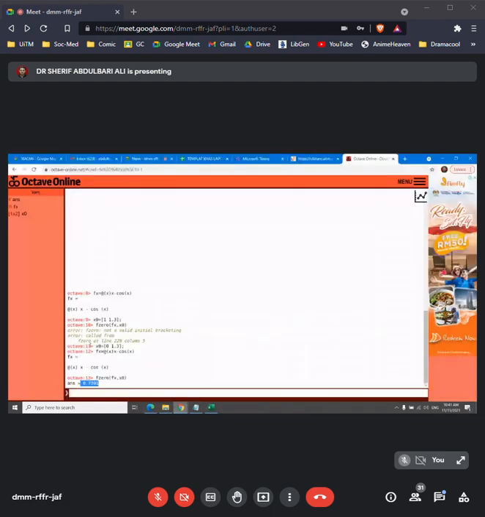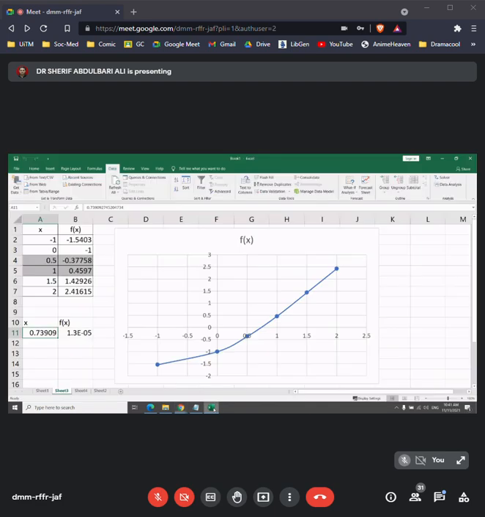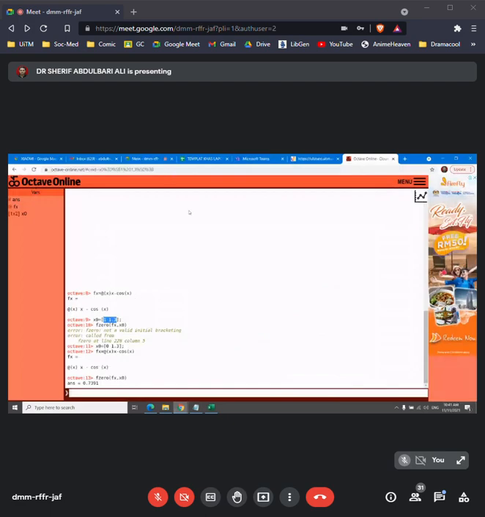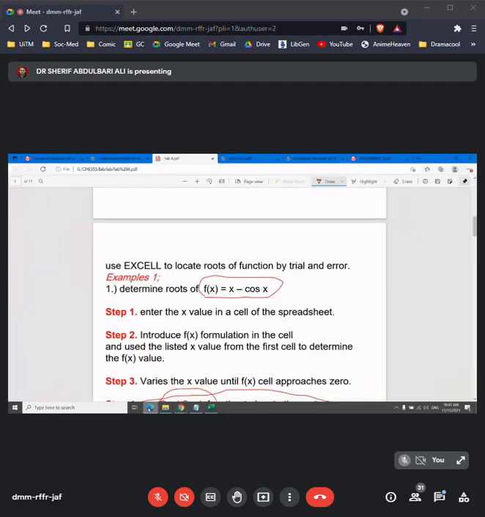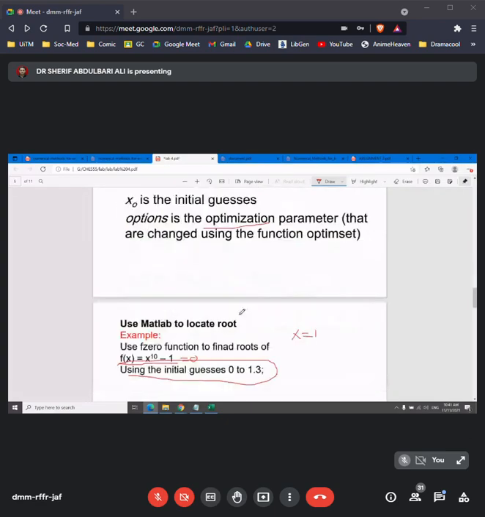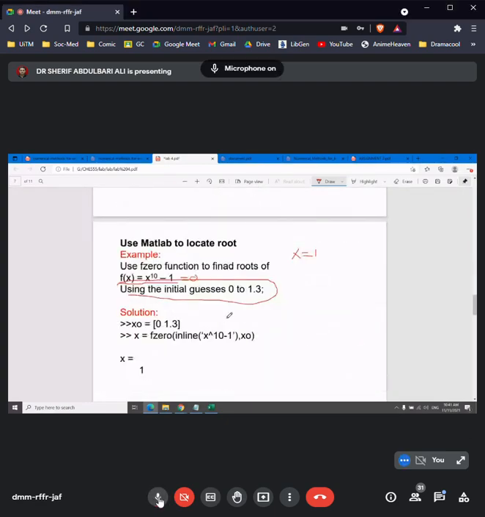Okay, the error here is coming because my initial value is from 1 to 1.3. Remember, my root is exactly between 0.5 and 1. It's not starting from 1 and forward. Okay, so this is how you can locate the root using the fzero function. So do you have any questions on how to use the fzero function? Any questions?